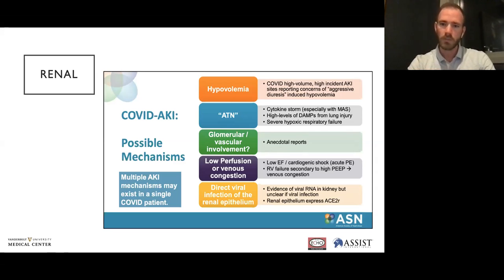If a patient has concurrent cardiogenic shock or possibly has RV failure secondary to aggressive ventilation strategies with high PEEP levels, they can have low perfusion of the kidney as a result of venous congestion. So low perfusion pressures are a problem. The last mechanism that could be contributing to acute kidney injury in the virus is direct viral infection of the epithelium. So the virus replicating within the renal cells. Next slide, please.